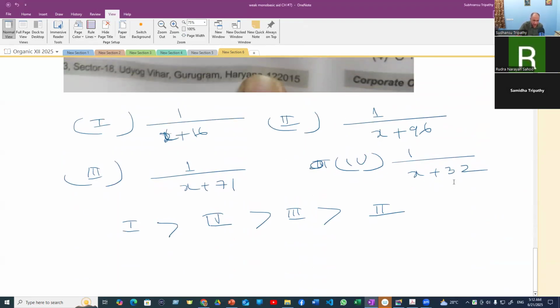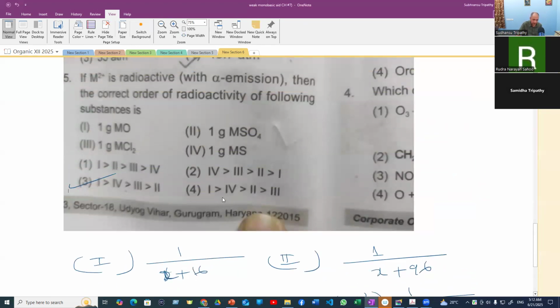4, x plus 32, followed by x plus 71, that is 3, followed by 2, x plus 96. So the correct answer is 3.